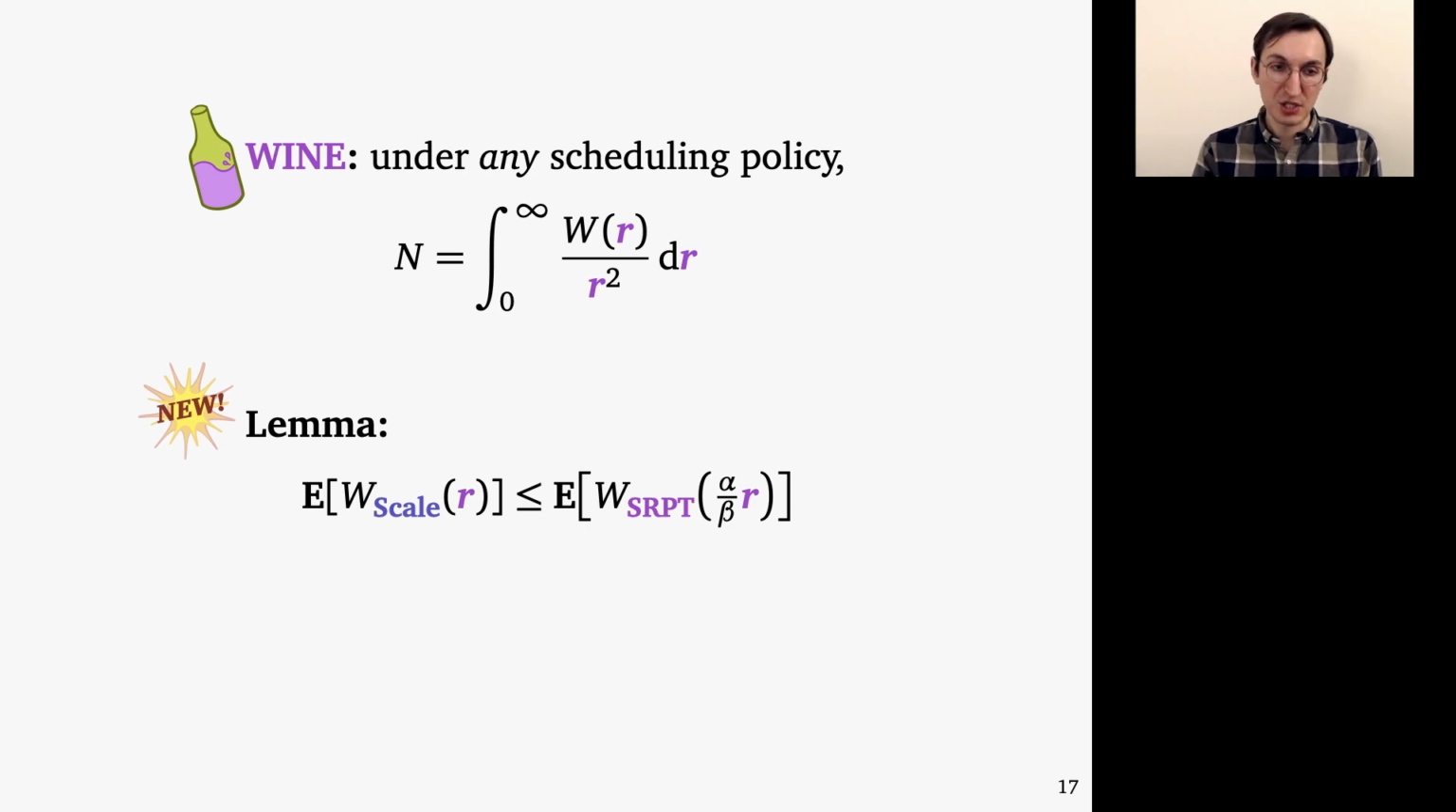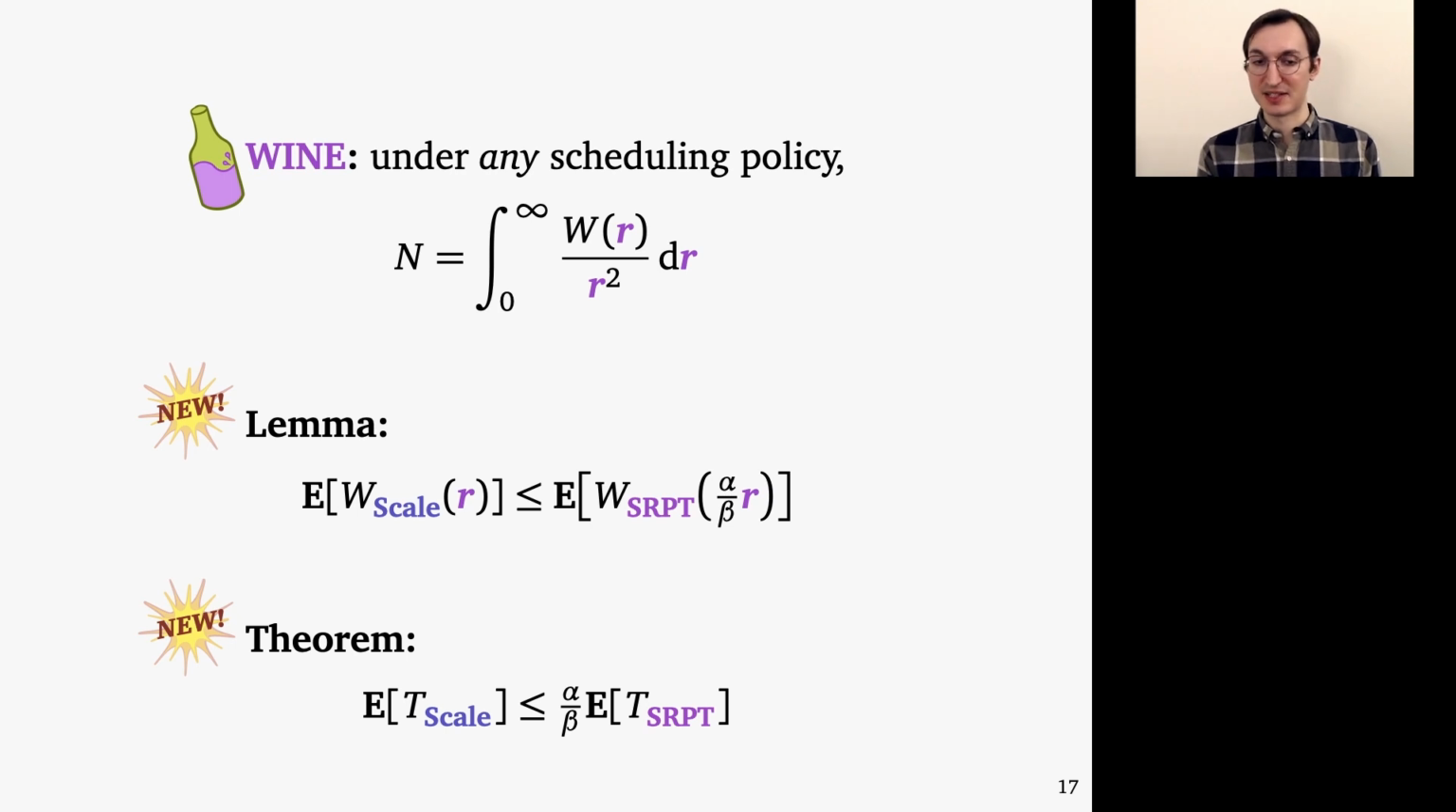And so once you have this lemma and you have WINE and you have Little's Law, you put them together and you get this theorem. This is a pretty simple computation once you have the lemma. And this says that mean response time of SCALE is at most alpha over beta times mean response time of SRPT. So that's how we use WINE to compare SCALE to SRPT.